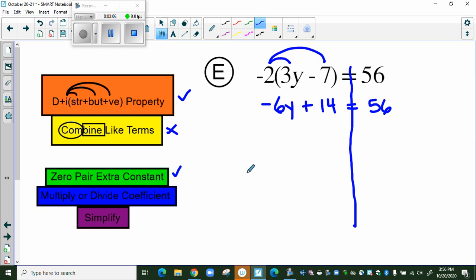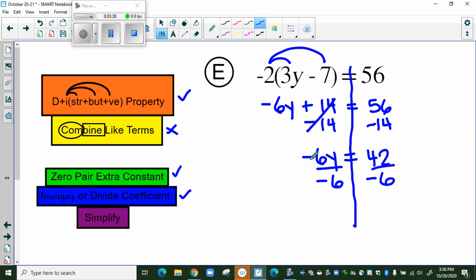We do have the extra constant of this positive 14. So I'm going to subtract it on both sides. Cross out the zero pair. Bring down the negative 6y, and right here we're going to subtract 56 minus 14, and that is 42. Then we're going to divide our coefficient, which is negative 6.